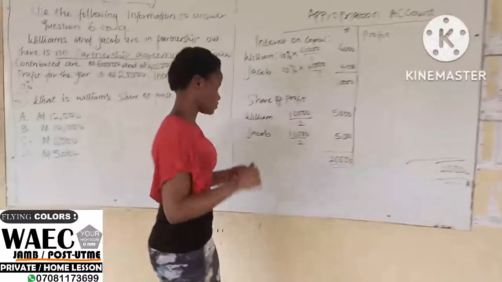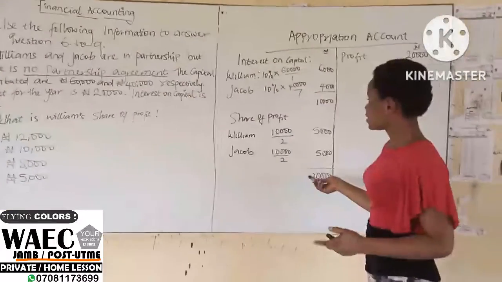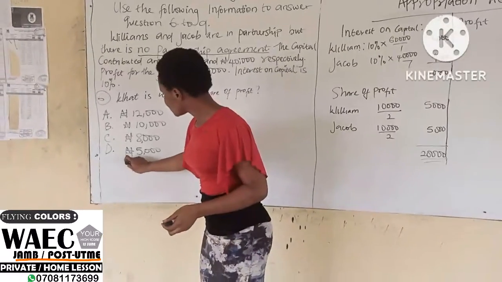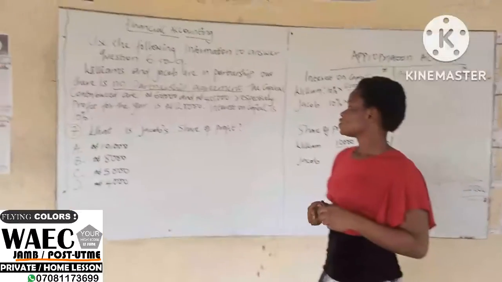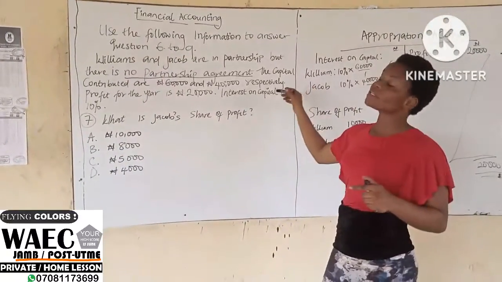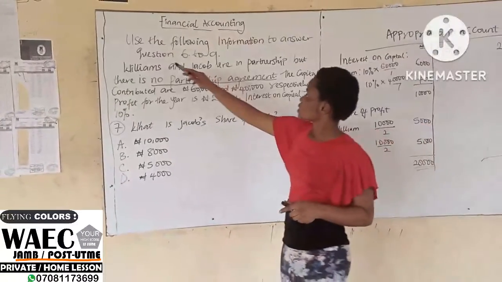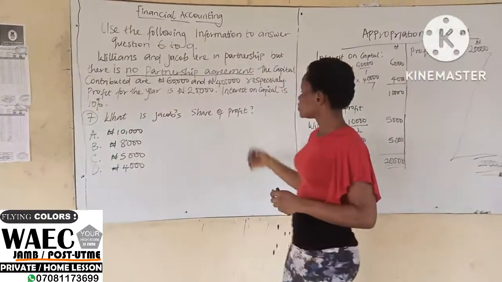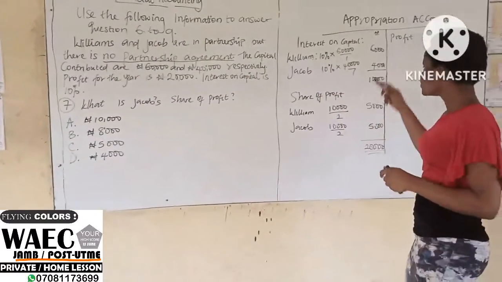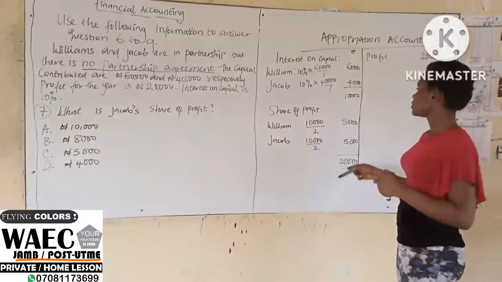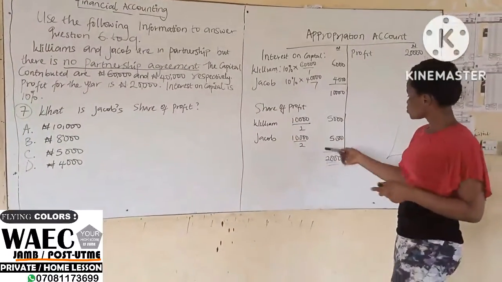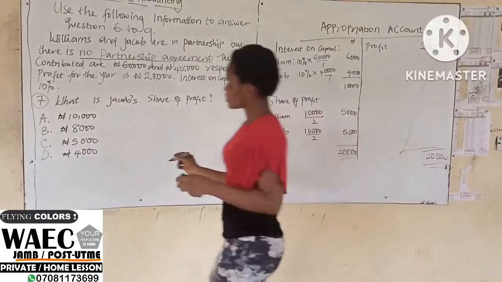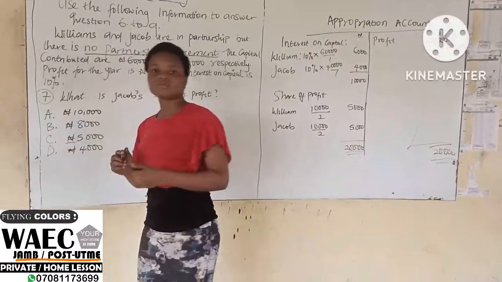So that's it. From the workings here, we have seen that the share of profit for Williams is 5,000, which is option D. So the question number 7, remember we are still dealing with the information which says question 6 to 9. So question number 7, what is Jacob's share of profit? Instead of solving it again, we are using the same solving which we solved before. So Jacob's share of profit, as we all know and see here, is 5,000. So our answer here is option C, 5,000.